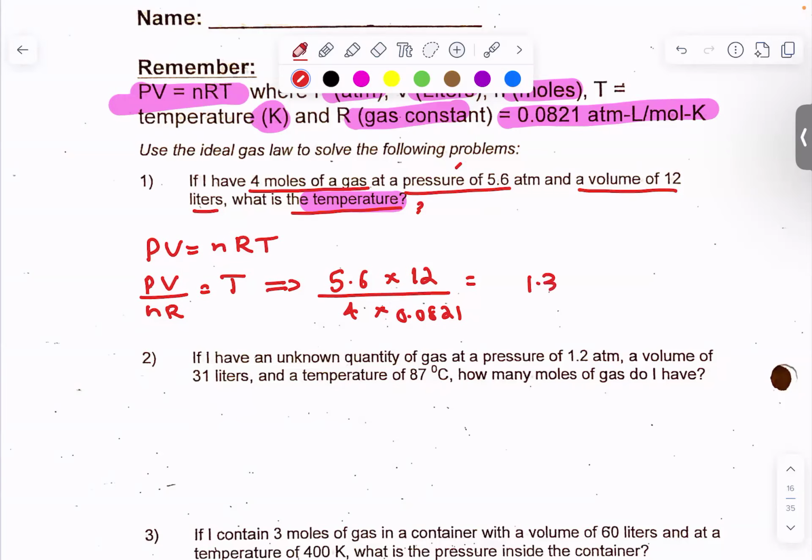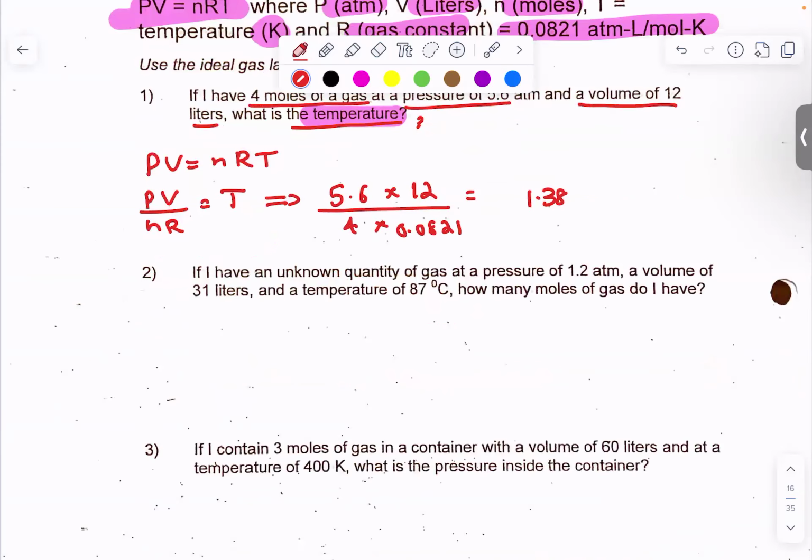That would be the temperature, and that would be in kelvins, right? In Kelvin, yes. And is there any need to check again? No, that one's okay. All right. So the next question. If I have an unknown quantity of gas at a pressure of 1.2 atm, a volume of 31 liters, and a temperature of 87 degrees Celsius, how many moles of gas do I have?